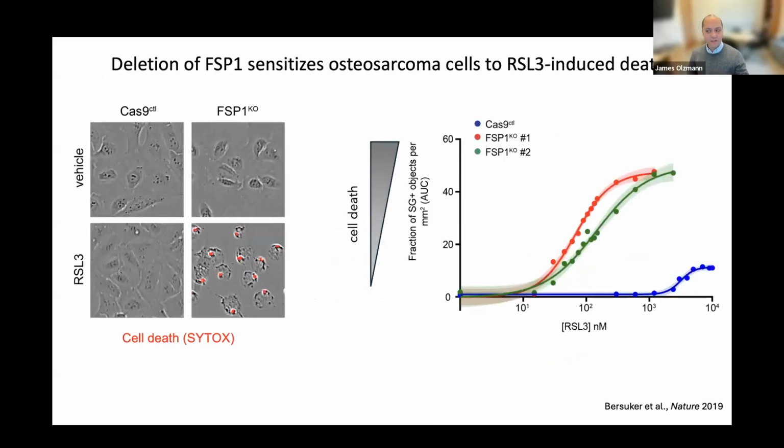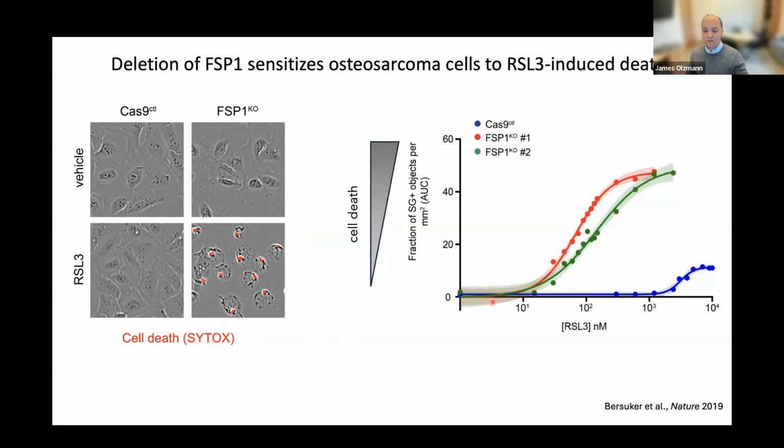And so just a little bit of data from this paper. We knocked out FSP1 in these cells. These cells will continue to grow in cell culture, but they're highly sensitized to the induction of ferroptosis with the GPX4 inhibitor RSL3 or with other ferroptosis inducers. So we see a classic morphology in which these cells have rounded up, their plasma membrane is ruptured and their cytoplasm is leaked out, and we're marking them with a cell death dye, Sytox in this case.